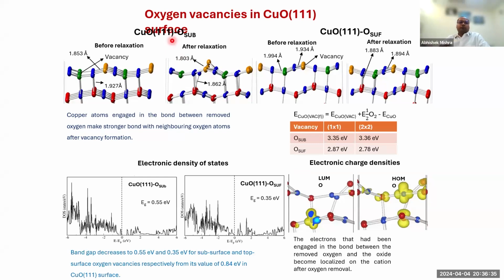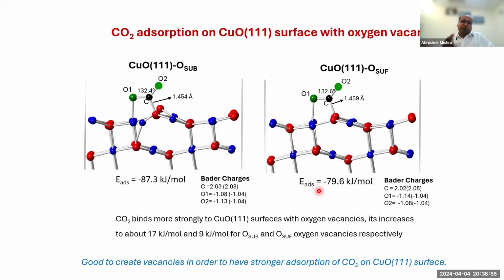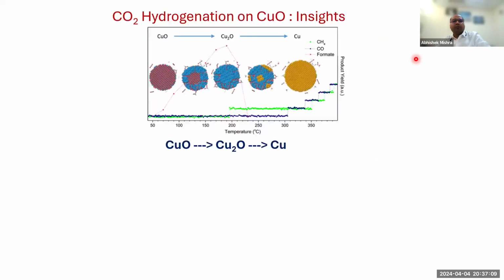So we worked on the vacancy creation on the copper oxide 111, and as you can see, once you have vacancies on this kind of copper oxide nanoparticles, you have a better binding energy, from about -17 it increases to about 90 kilojoule per mole. So that's the way you can activate the CO2 on these kinds of surfaces.